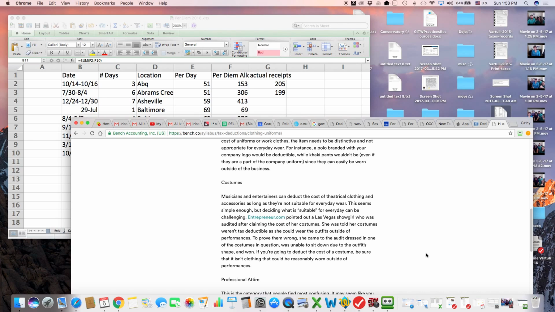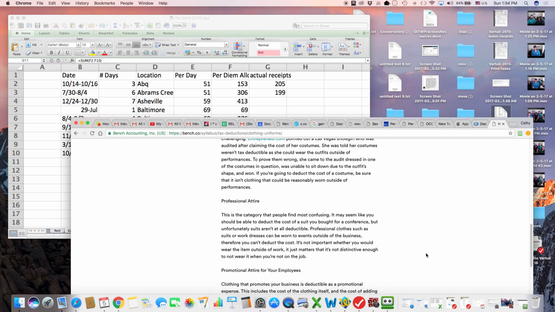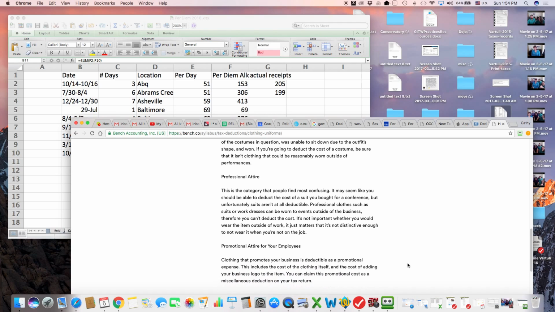A Las Vegas showgirl was audited for claiming the cost of her costumes. That's interesting. She came to the audit dressed in one of the costumes, and was unable to sit down due to the outfit's shape. Professional attire. So business items, if you could wear them to other events, it's probably a judgment call a little bit.